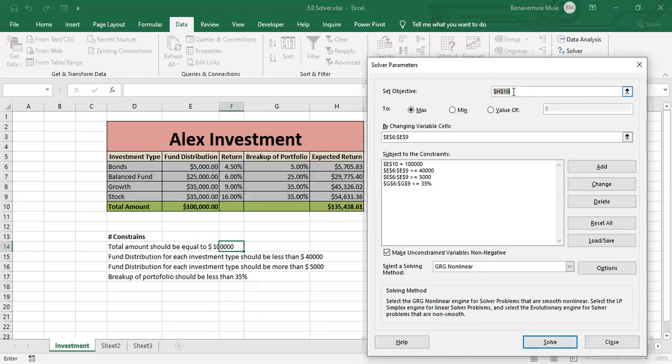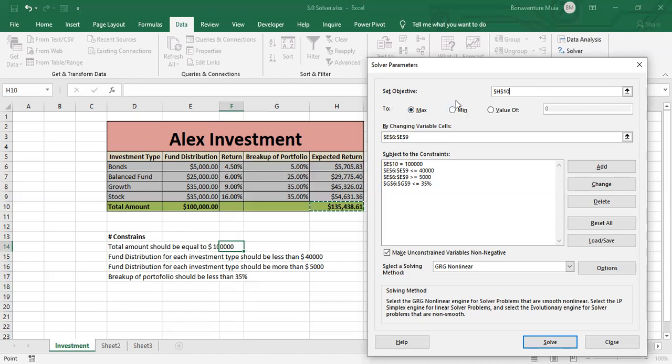The first thing when you click on the solver, you're going to get this kind of interface. With this interface, the first thing is you set your objective. So we said the objective is the total amount of expected return. So we're going to reference this cell here. That is going to be our objective.